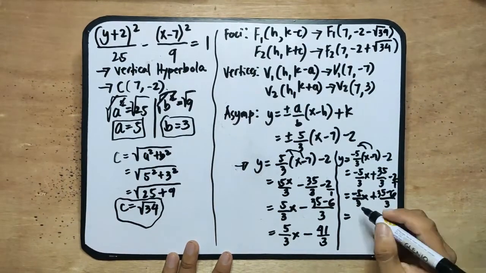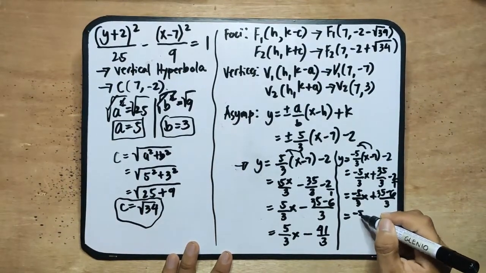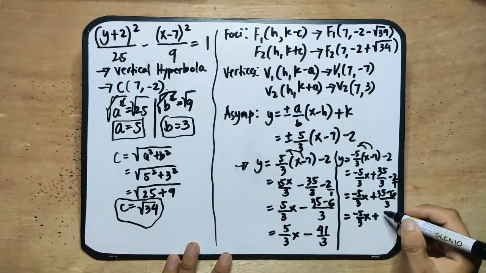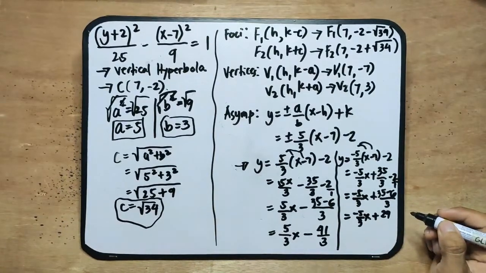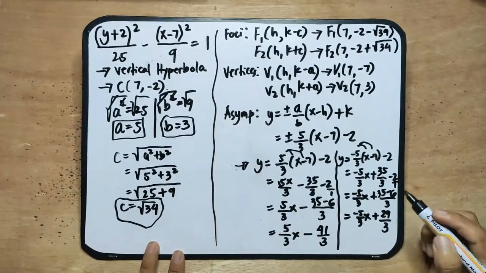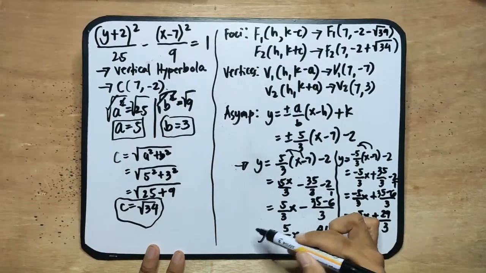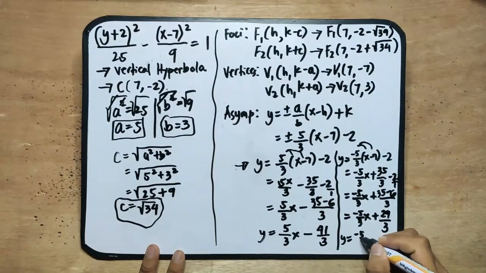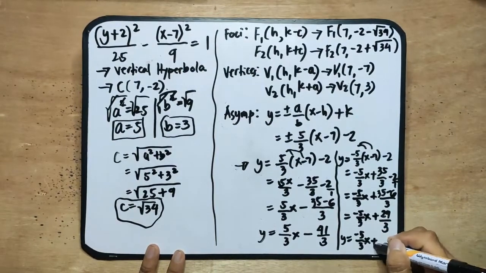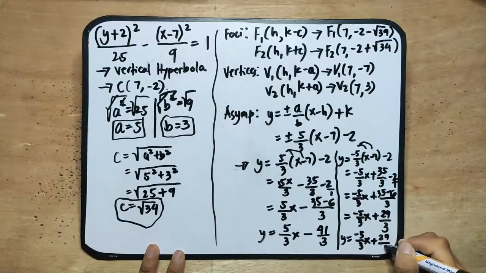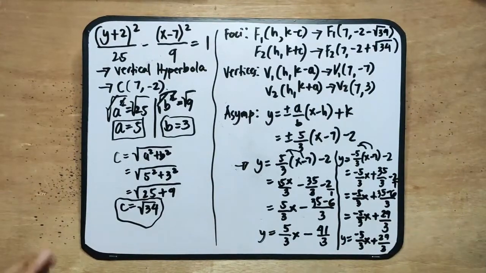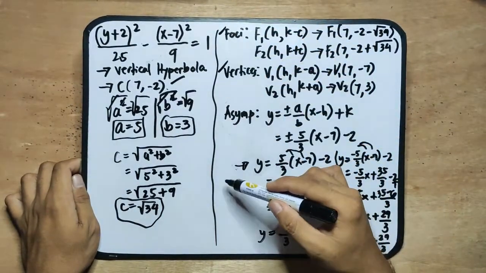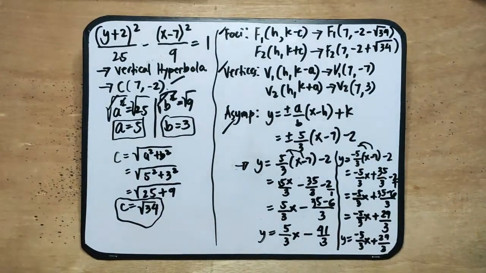So this will be negative. We bring down negative 5 all over 3x. 35 minus 6 is positive 29 all over 3. So these are our asymptotes, the first asymptote and the second asymptote, which is negative 5 all over 3x plus 29 all over 3. So our answers are our center, our foci, our vertices, and our asymptotes. Understood?